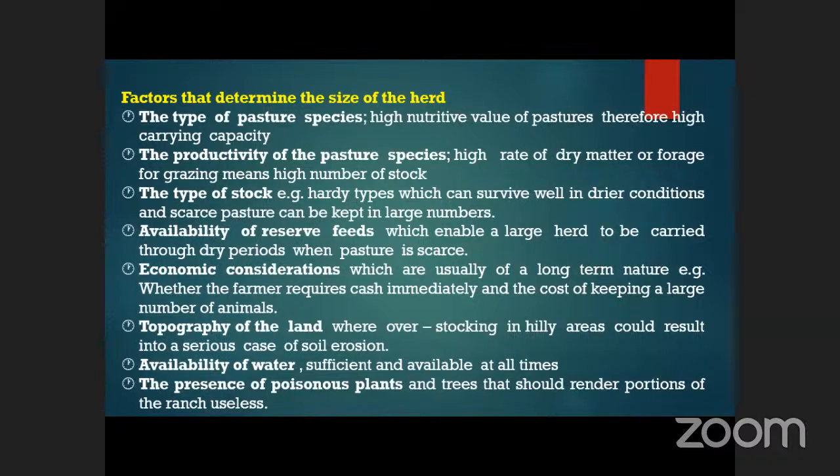The other point says availability of water, sufficient and available at all times. That is key number 1. So long as you have water, it means that you are able to keep a very big herd of animals.